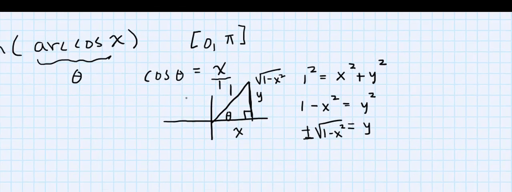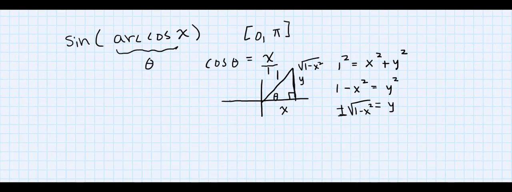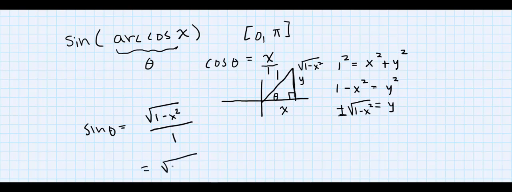That's our y. So what is our sine theta then? Our sine theta is going to be y, which in this case is radical 1 minus x squared. So it's going to be radical 1 minus x squared over r, which is 1, which is the same thing as radical 1 minus x squared. And that's our final answer.